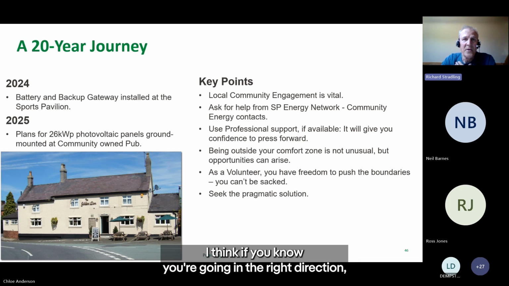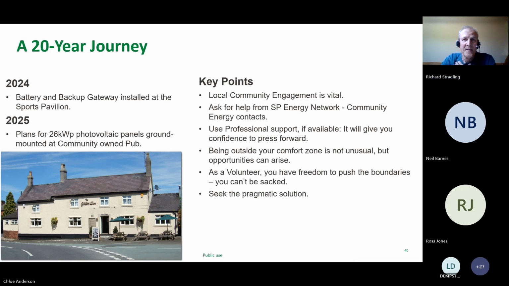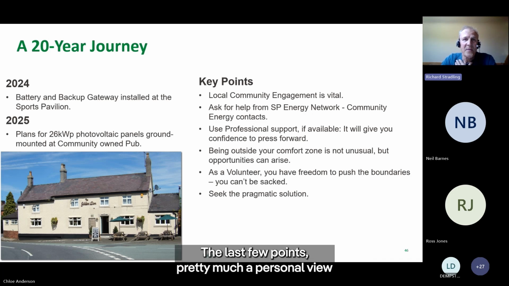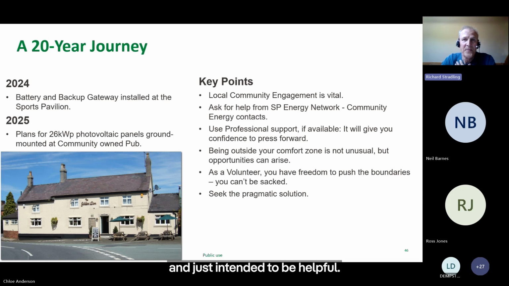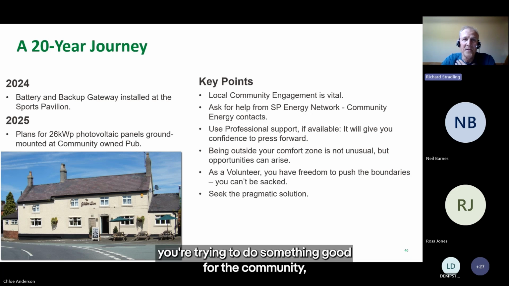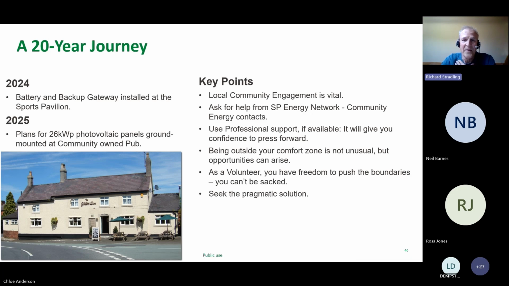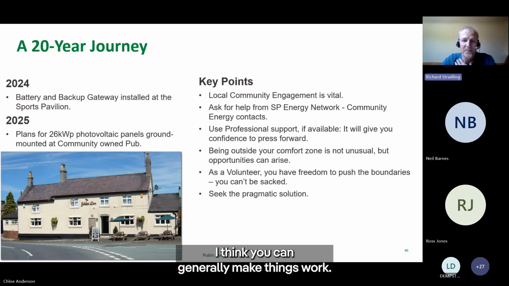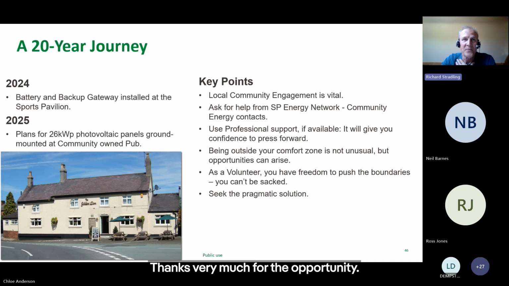I think if you know you're going in the right direction, some of the pressure is at least removed. The last few points are pretty much a personal view and just intended to be helpful. I'll finish by saying that if you know you're trying to do something good for the community, I think you can generally make things work. Thanks very much for the opportunity, and yeah, if anyone has any questions.